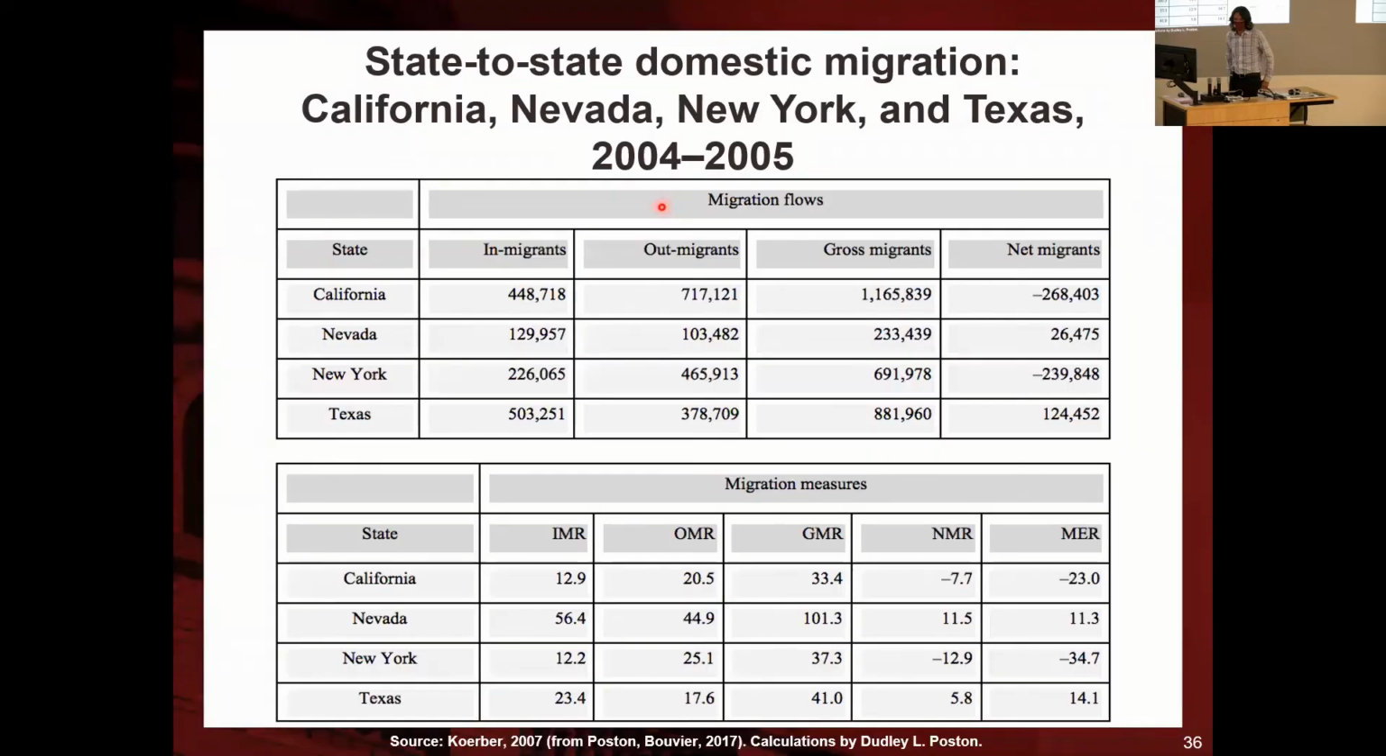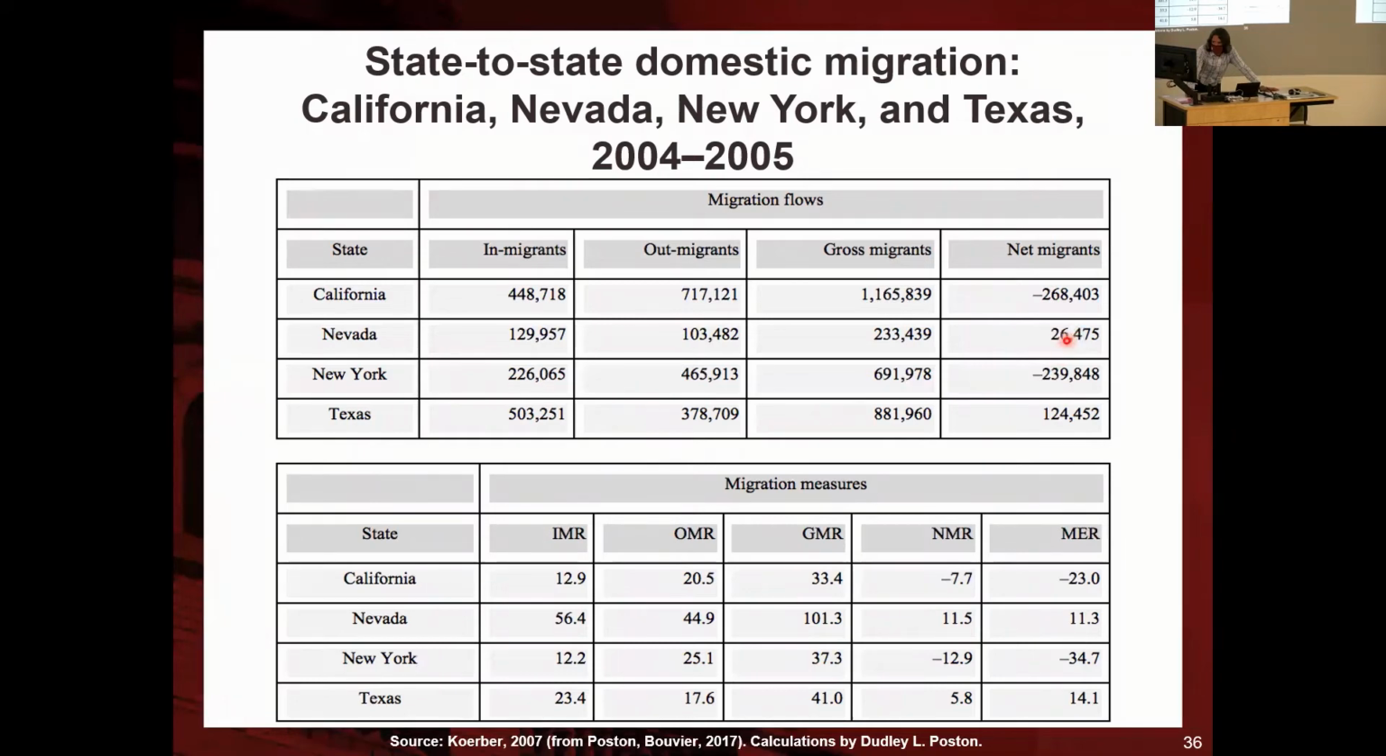So with really simple data in this case, we can see that California and New York have been losing more people, and Texas and Nevada have been gaining more people, because the net migration rate is positive. But if you just look at the absolute data, you'd see, wow, Texas is getting more than 120,000 people in balance with the net migration. Nevada is also positive, but it's only 26.